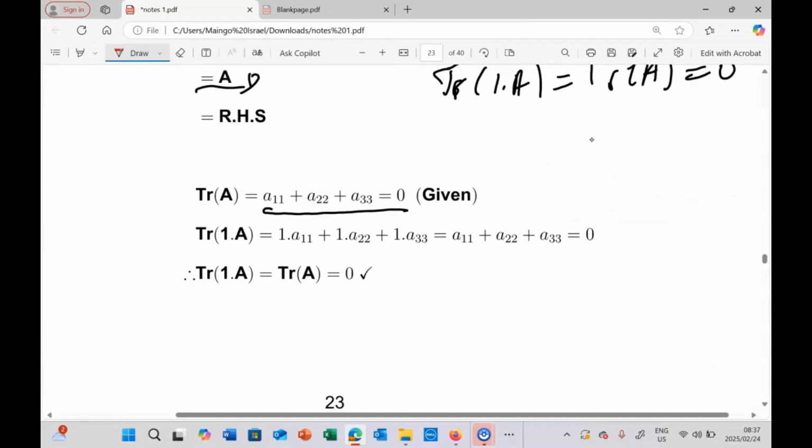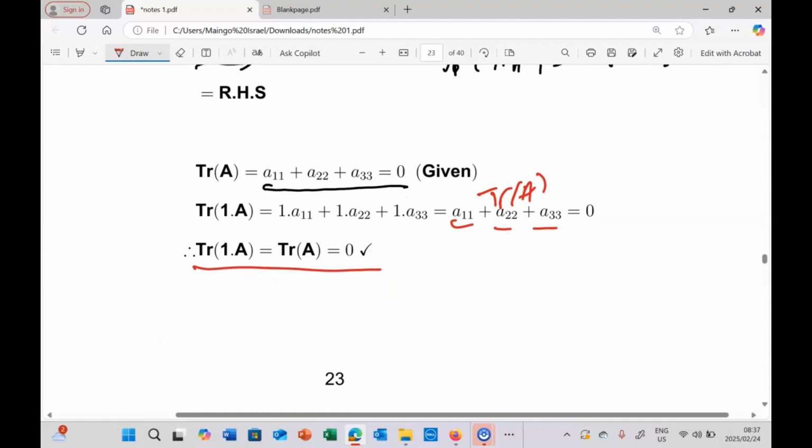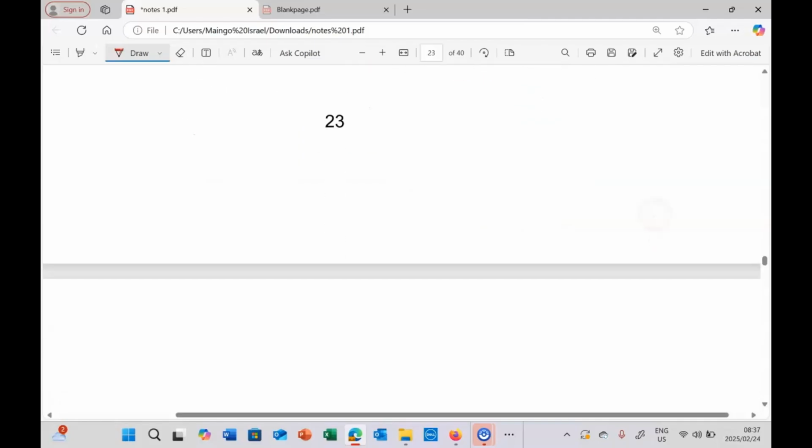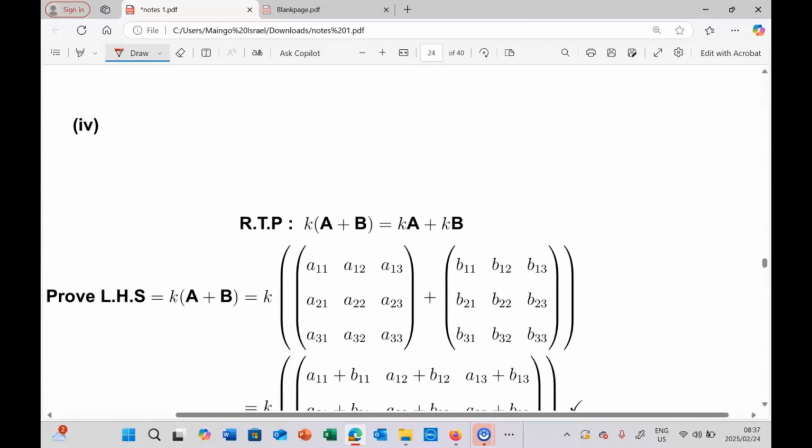It's 1 times A11 plus 1 times A22 plus 1 times A33. So this is still the same. 1 times A11 is still A11, A22, plus A33. And this is just the trace of what? Of A, which is 0. So therefore, this means that the trace of 1 times matrix A equals the trace of matrix A, which equals 0. So thus we prove the condition in the set. So that's the thing. We can go to the remaining problem, number 4, the last problem of our examples.